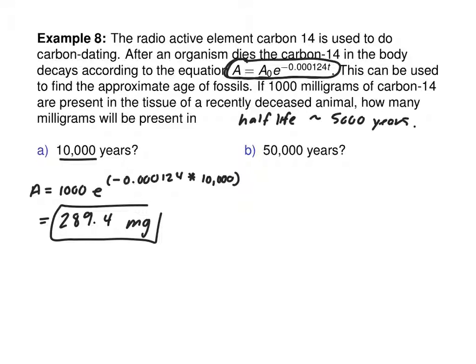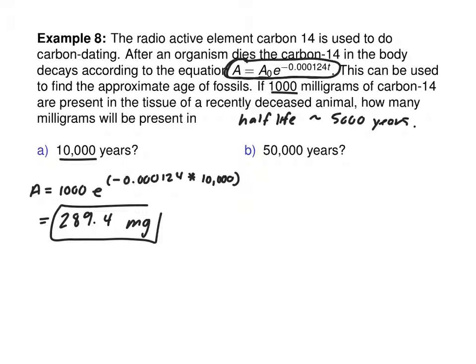So my half-life of 5,000 was pretty darn close, because if I had 1,000 to start and the half-life was 5,000 years, half of that is 500, right? Half it again and you get 250, which is pretty close to 289, right?